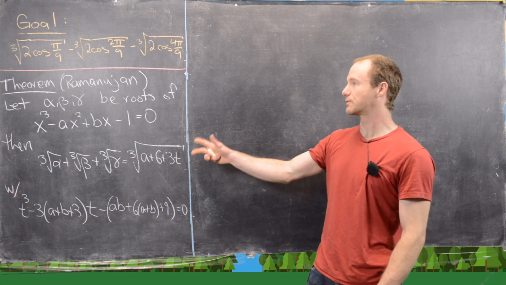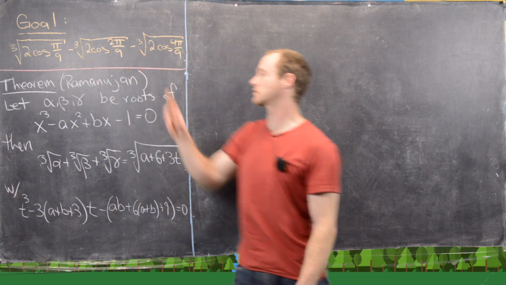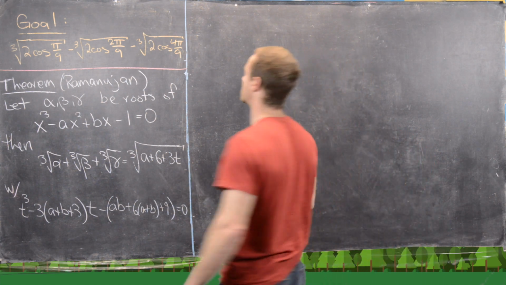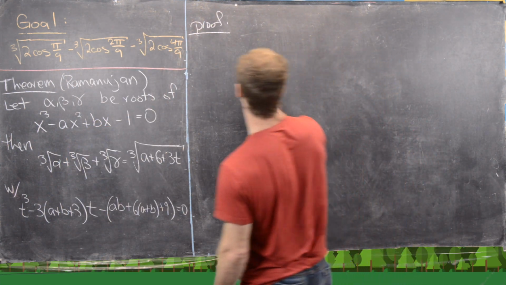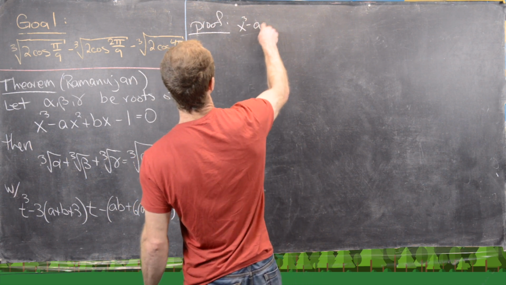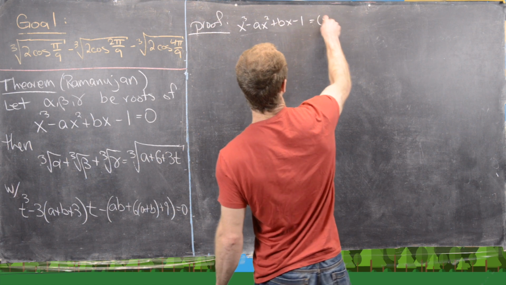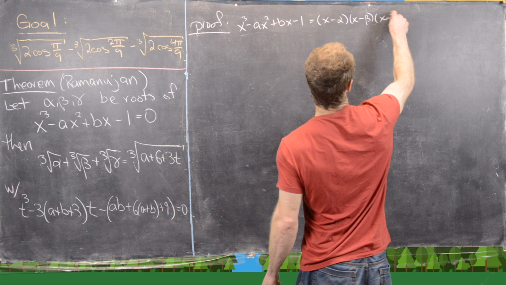So our goal is to prove this theorem and then find a polynomial that has these guys as roots and then apply this theorem to this polynomial. Okay, so let's get to the proof of this theorem. The first thing that I want to notice for the proof is that x cubed minus ax squared plus bx minus 1 is the same thing as x minus alpha, x minus beta, x minus gamma.